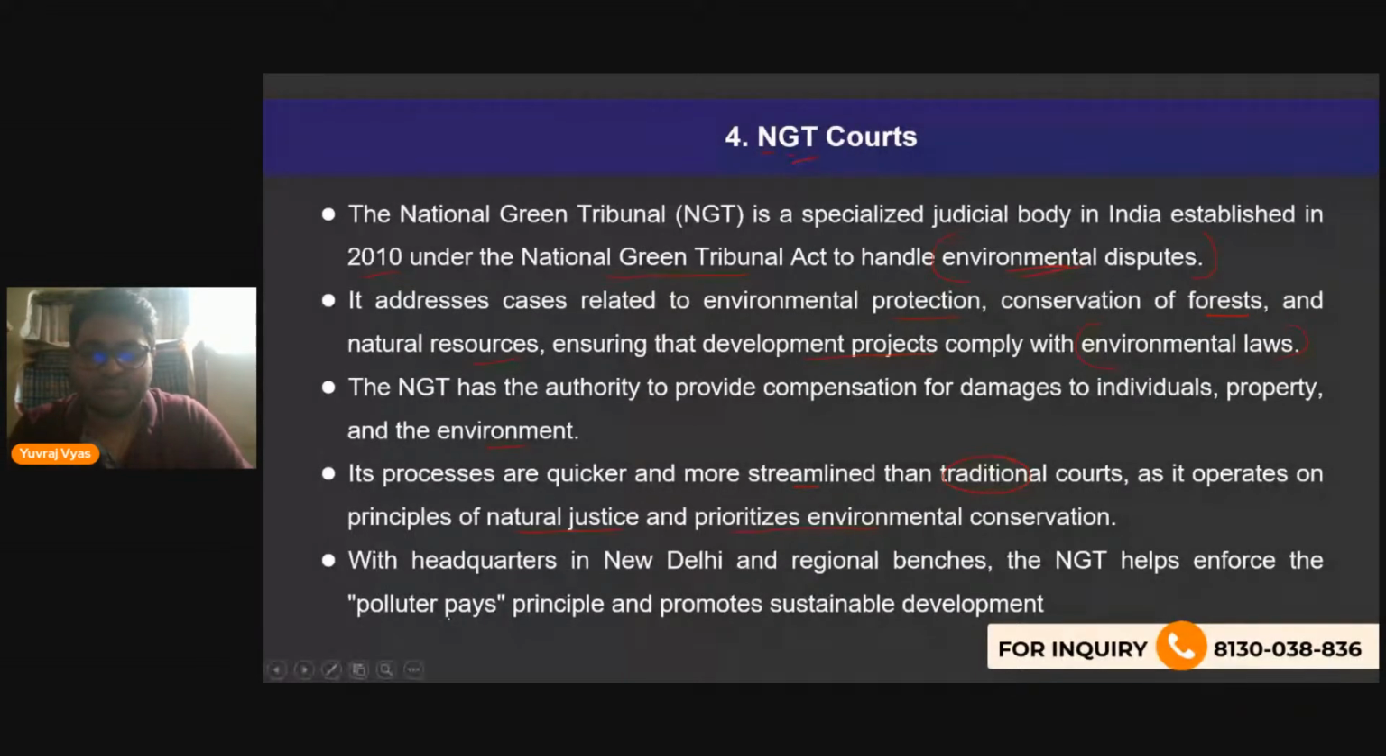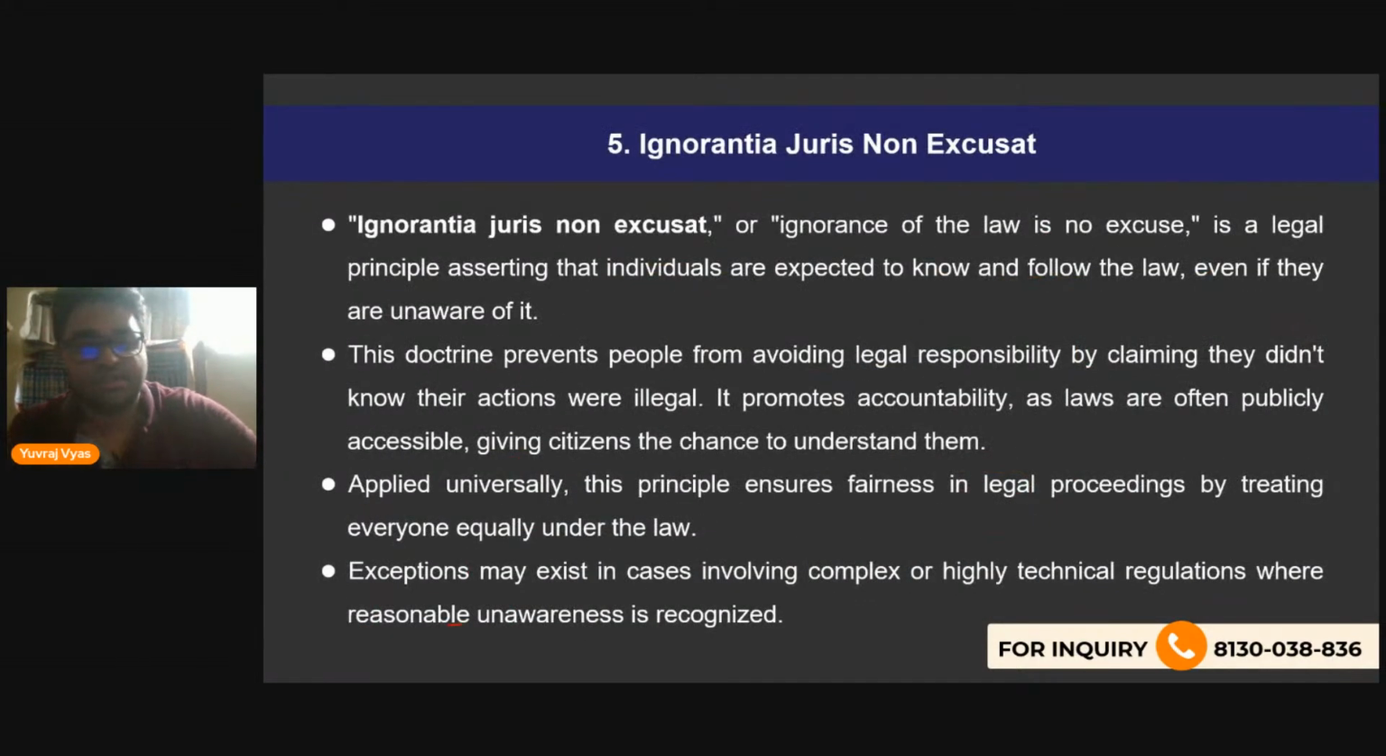Okay, so as I told you before, the polluter pays principle is also a part of environmental law. So, let's move on. Ignorantia juris non excusat. Ignorance of law is not an excuse. It is a legal principle asserting that individuals are expected to know and follow the law, even if they are unaware of it.